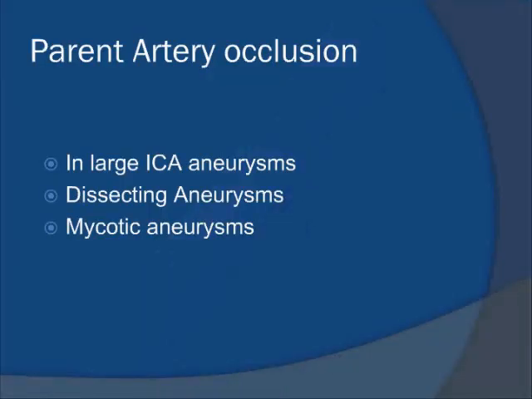The three primary indications for parent artery occlusion are in the management of large internal carotid artery aneurysms, especially in the cavernous segment; for dissecting aneurysms, usually because the vessel is too friable or there is hardly any flow distal to the dissection; and for mycotic aneurysms, where at times again you cannot cross the aneurysm, and coiling the aneurysm would mean losing the parent artery itself.